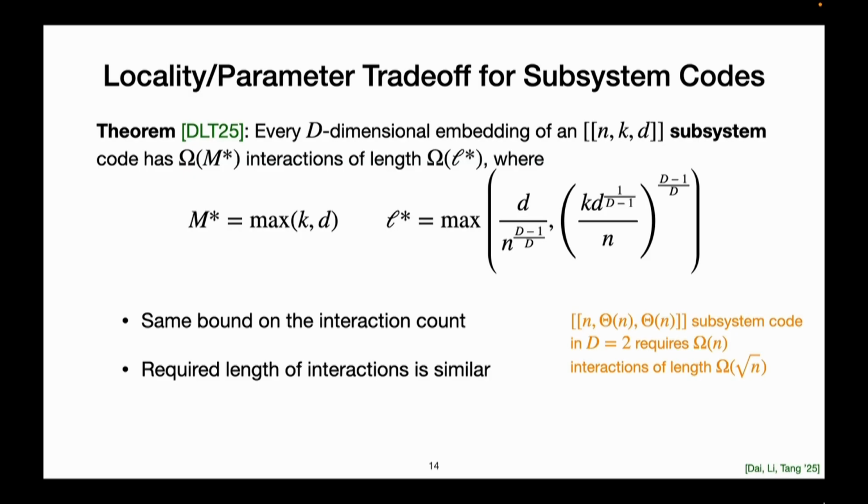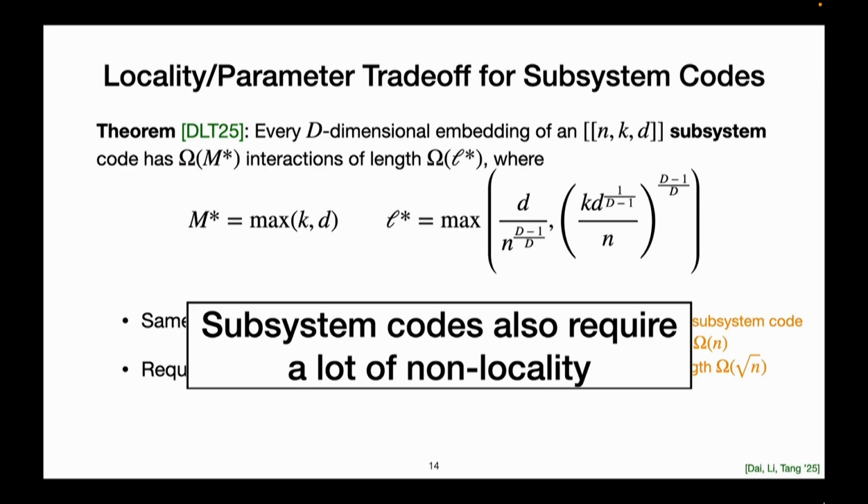So what we see really is that subsystem codes don't really save on locality compared to stabilizer codes. You don't really get much of a benefit. So in one sentence, subsystem codes also require a lot of non-locality, which is perhaps unsurprising given how similar the BPT bound was with Bravyi's bound.